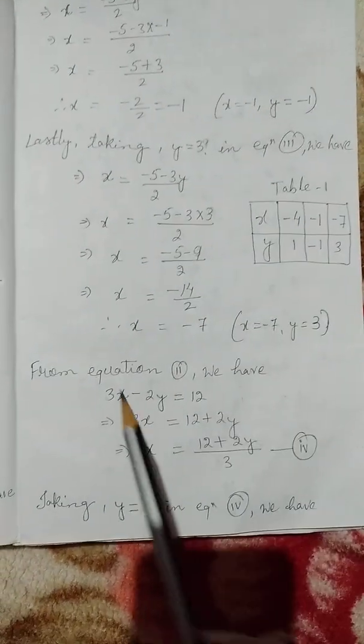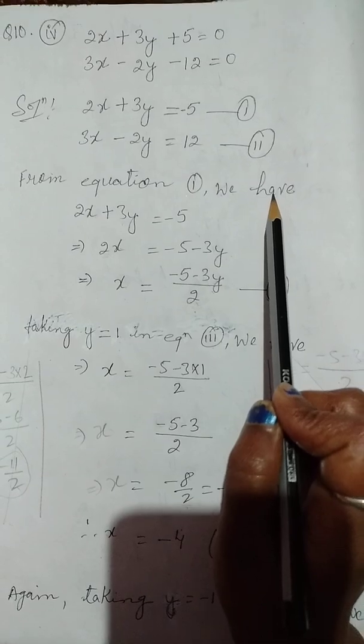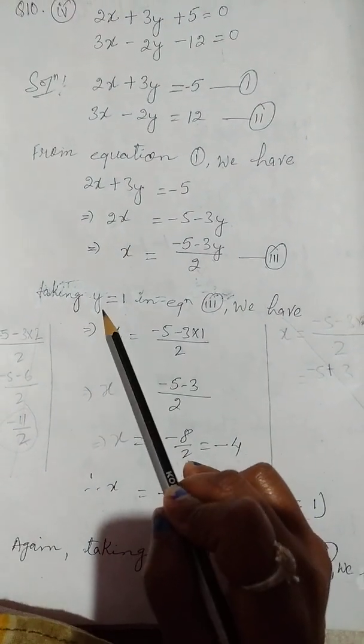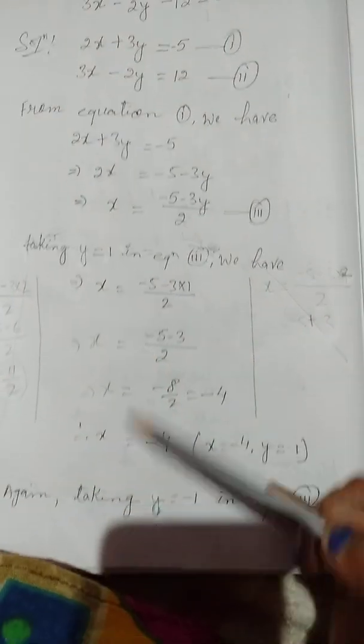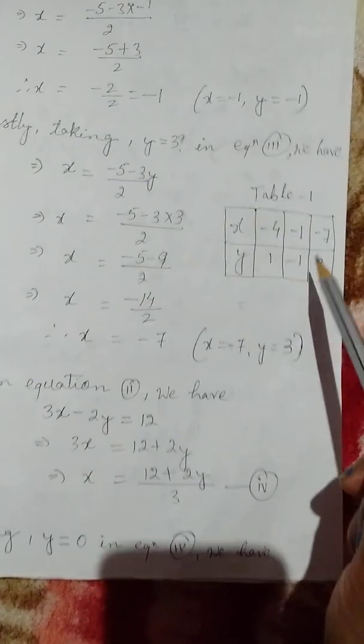Next will be equation 2. See, first we completed equation 1. Again I will show you. We took x and everything on the left. Now substituting y once, then secondly, and then lastly, and after that we got the table.